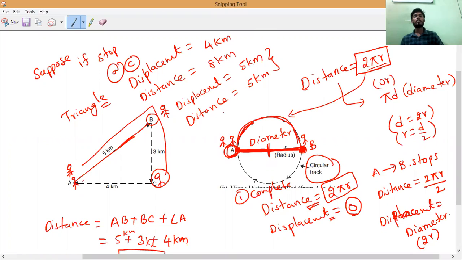So this is what it is about distance and displacement. Today we studied a very simple concept, but I hope it is very, very clear for you people. Any doubt, you can ask me. So this is all about it.